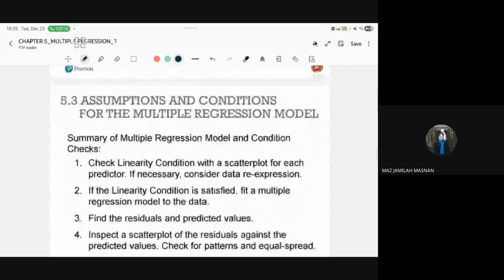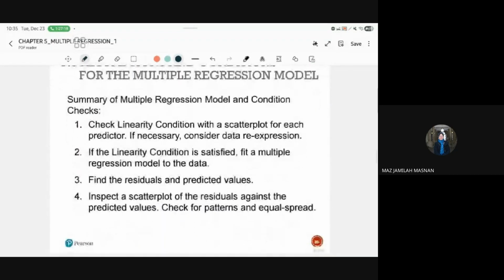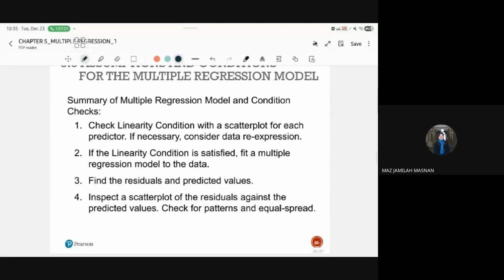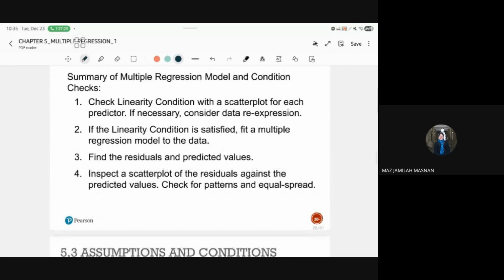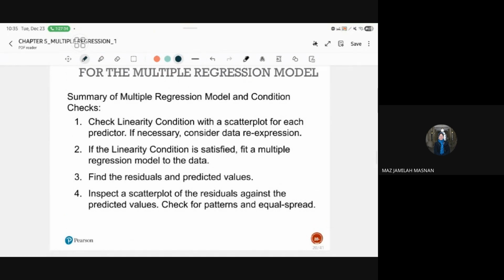Okay, so overall there will be 4 assumptions. And then if I go to the summary, what you can do when you want to model your multiple regression model and the conditional check. First, check the linearity condition with a scatter plot for each predictor. If necessary, consider data re-expression. But just focus on this. Do the scatter plot. Does your scatter plot show linear or non-linear? That would be the easiest one.